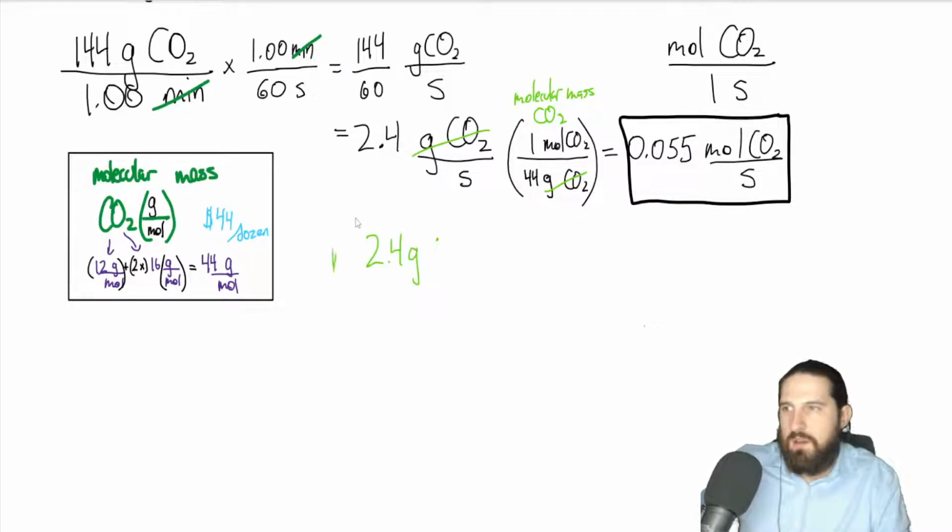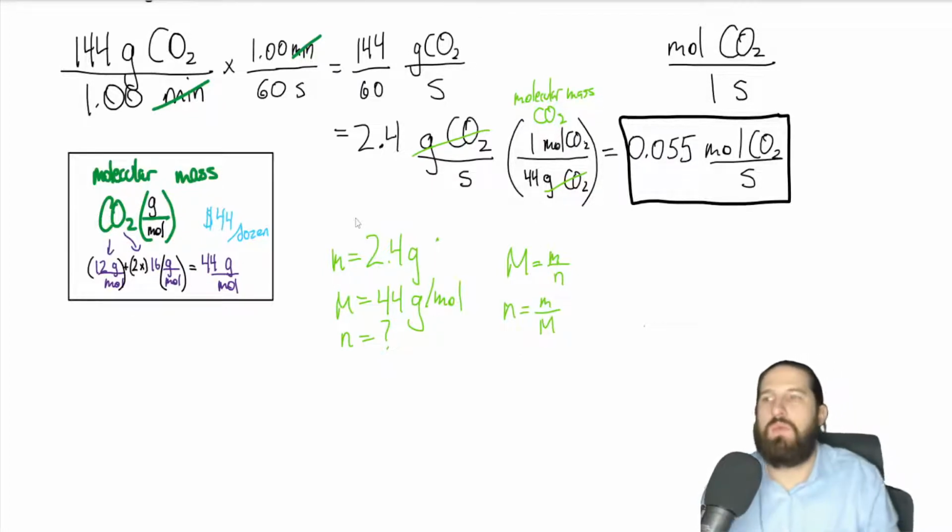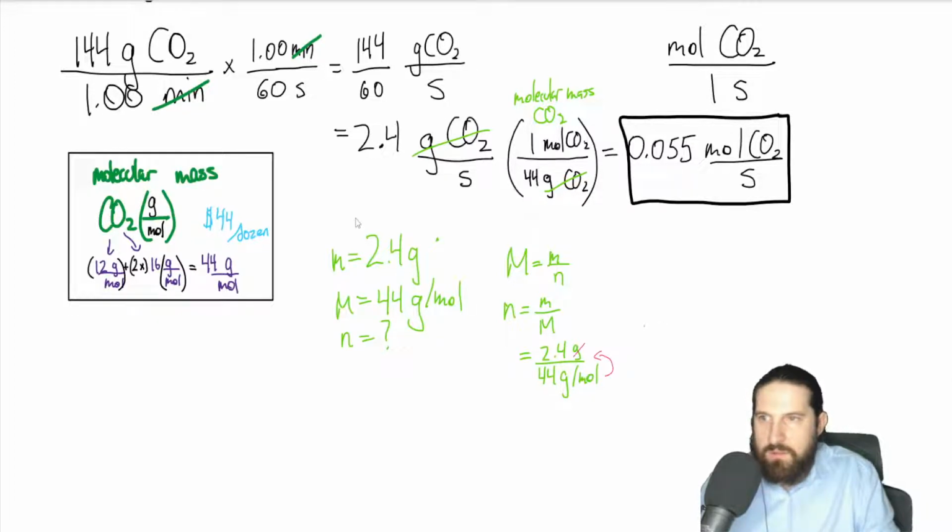Another way we could do this is we could just say that this is 2.4 grams, right? That is a mass. The molecular mass is 44 grams per mole, and we want to know the number of moles. So the equation looks like this, grams per mole, right? What do we want to know? We want to know n. So that's little m over big M, and so that's why we did 2.4 grams divided by 44 grams per mole. The moles get flung up to the top, and the grams cancel, and we get the same value.